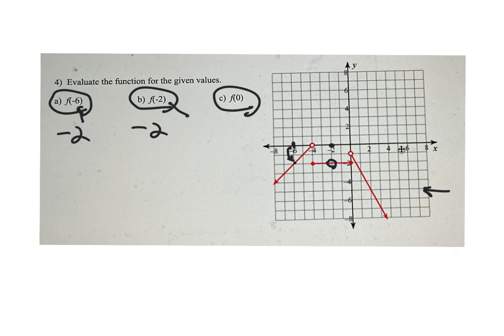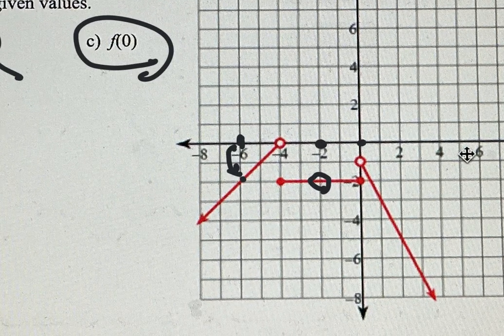It says f of 0. 0 is the x, so it means find the 0 on the x-axis. Now, this is a little bit tricky. Where is the graph at 0? I'm going to blow that up a little bit. If I blow it up, you kind of want to say -1, but -1 has the empty circle.